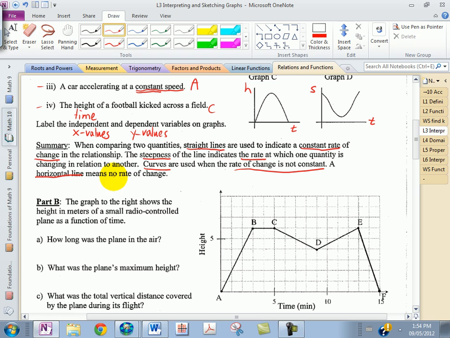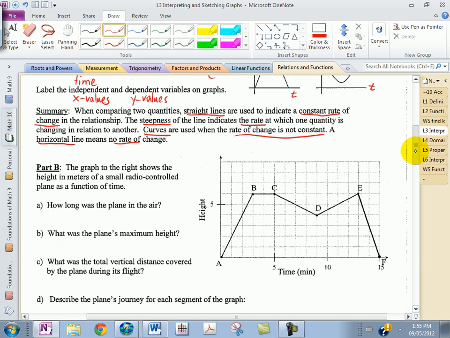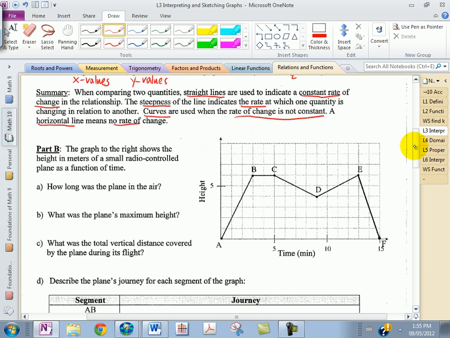Horizontal means no rate of change. Okay, so no rate of change for horizontal. That's important. Okay. All right. Have a look at the graph. Please read part B and those three questions. Go.